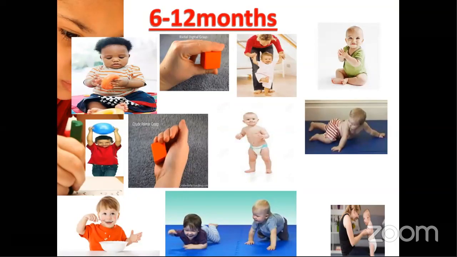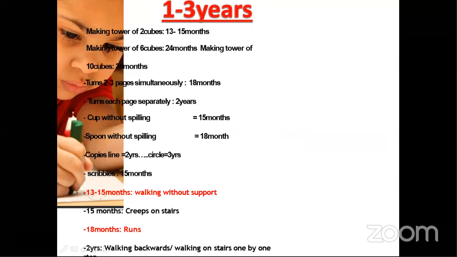Here, the child is able to stand, crawl, sit, stand, and walk. 1 to 3 years. Next one. Making towers of 2 cubes will be achieved by 13 to 15 months. Making towers of 6 cubes by the age of 24 months. Making towers of 10 cubes, that's 36 months.